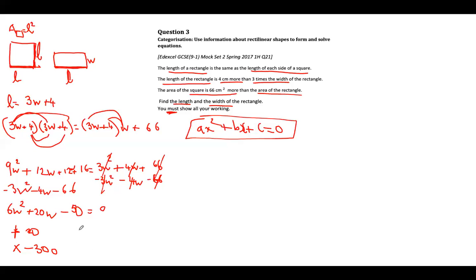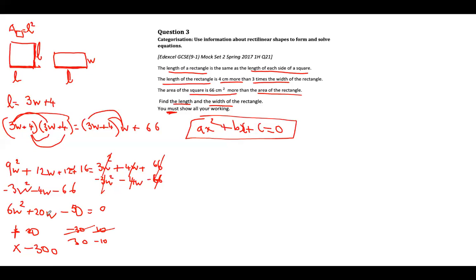It could be 30 and minus 10 or minus 30 and 10. I'm going to write both of them down. If it's minus 30 and 10, minus 30 times 10 is minus 300, but if you add them together, you get minus 20. So it's definitely not this pair. In fact, it's the second one, because 30 times minus 10 makes minus 300, and 30 minus 10 makes positive 20.